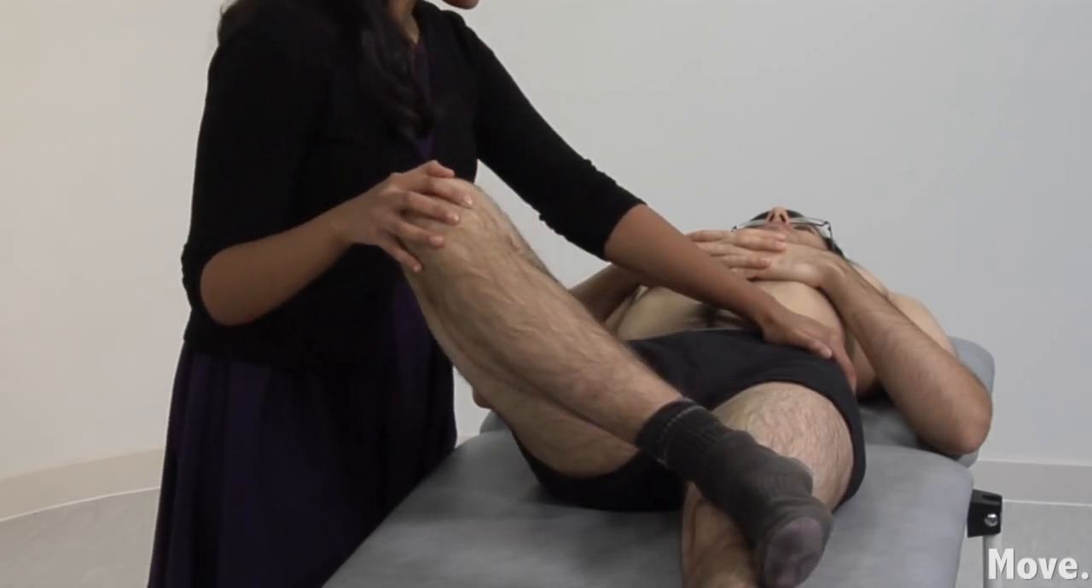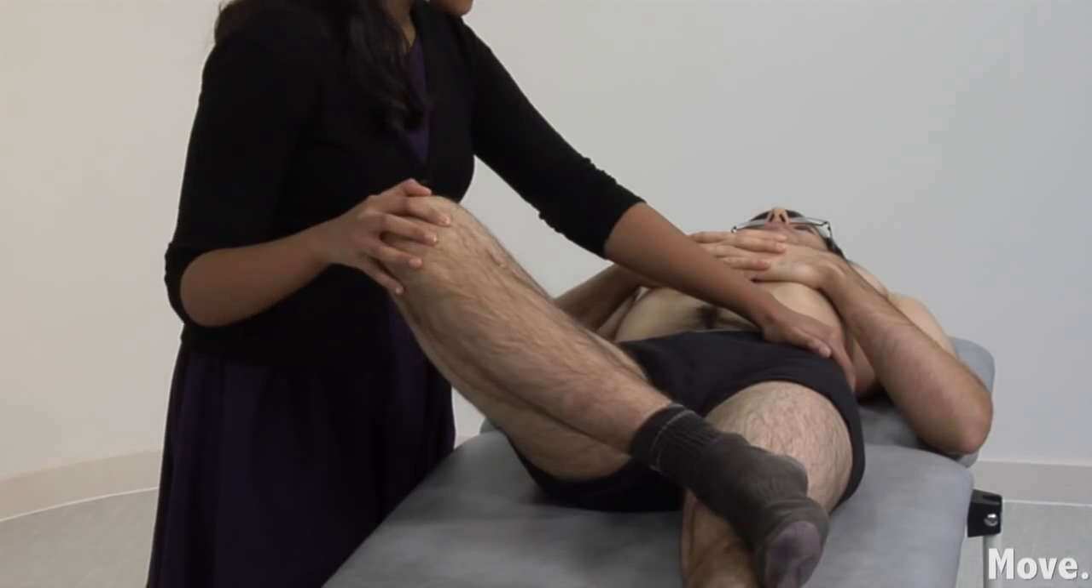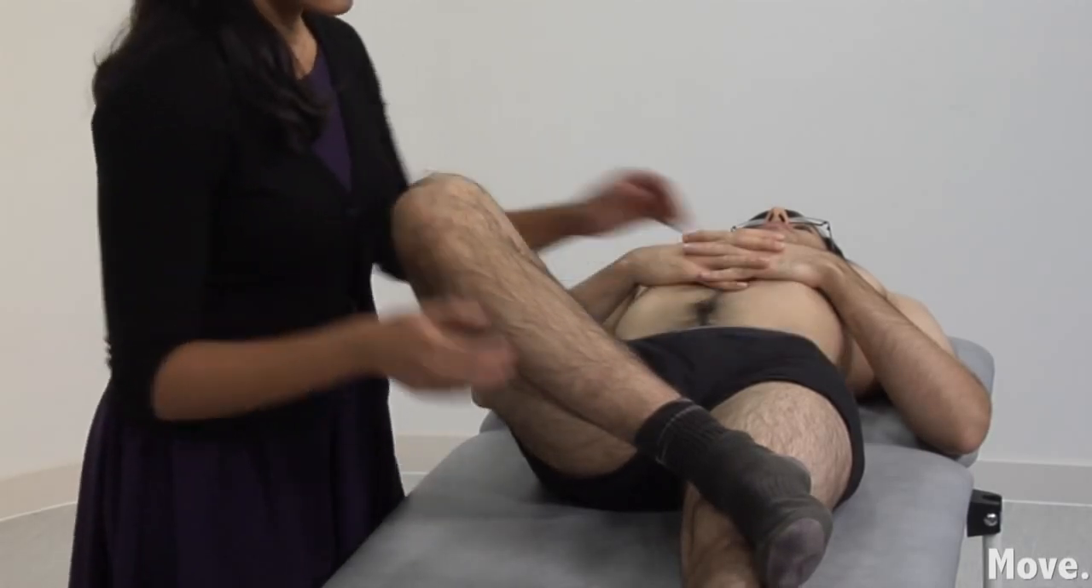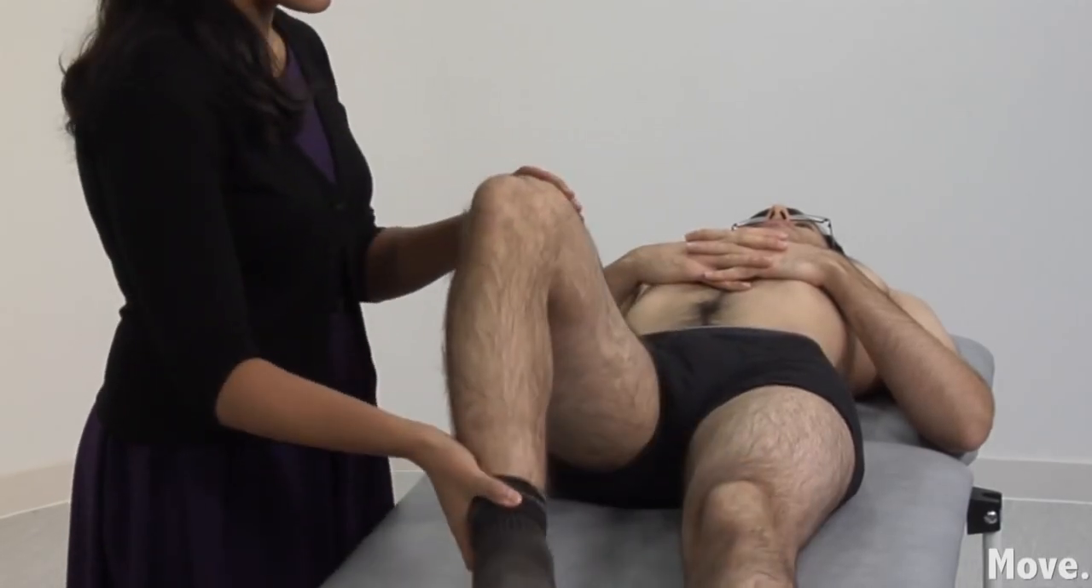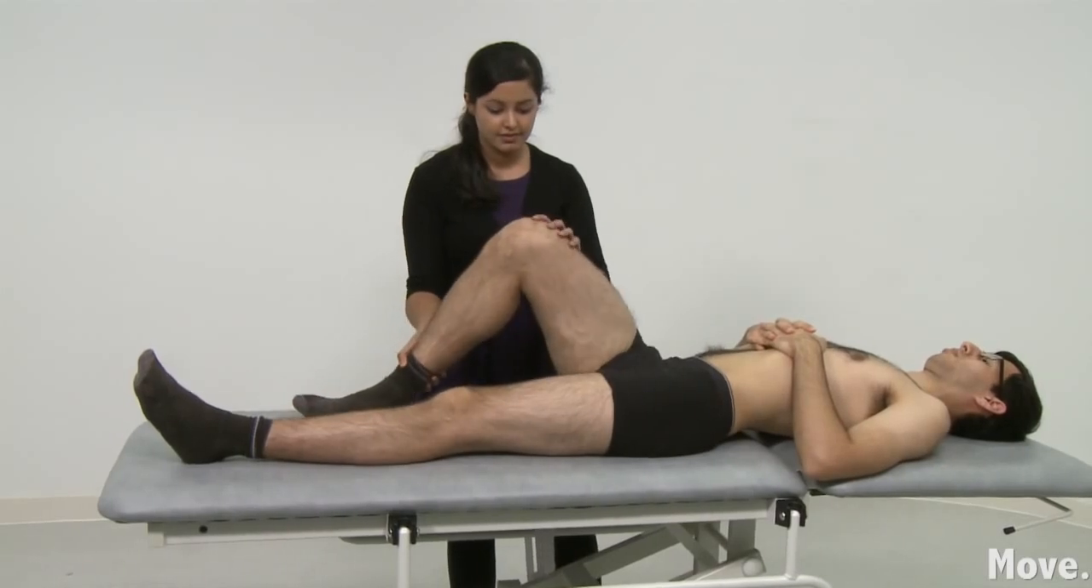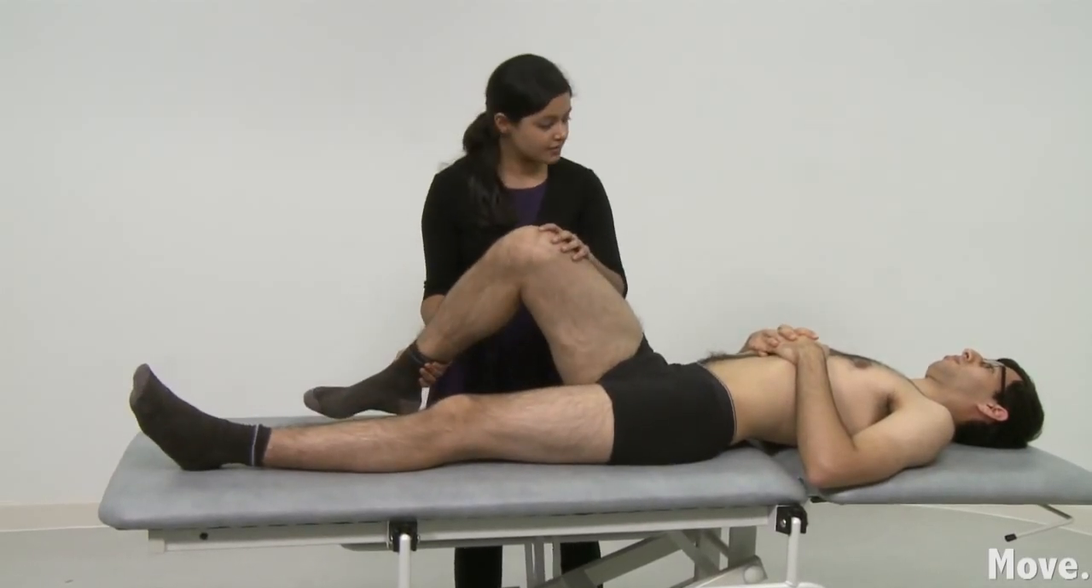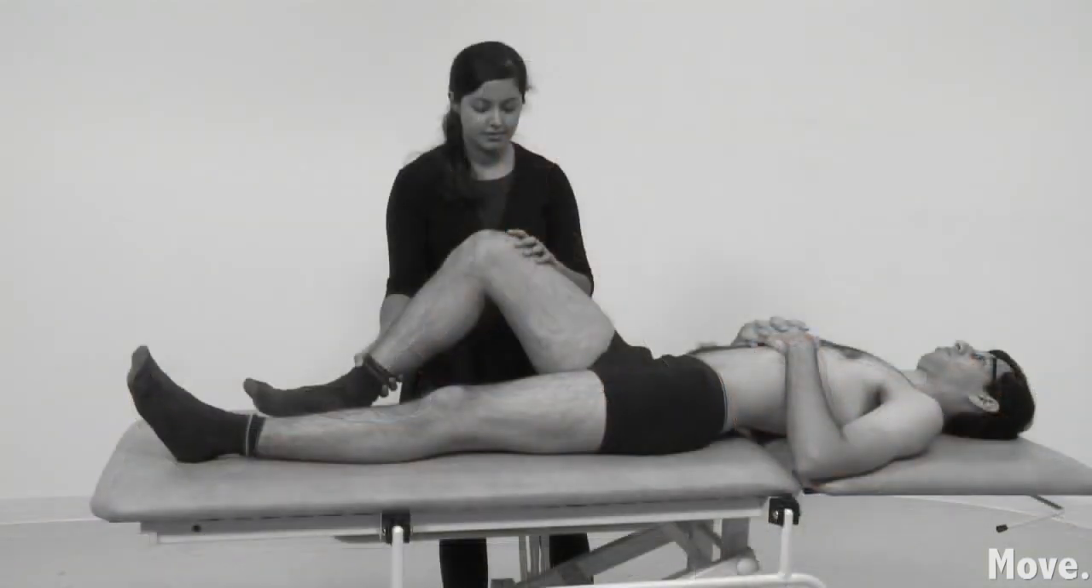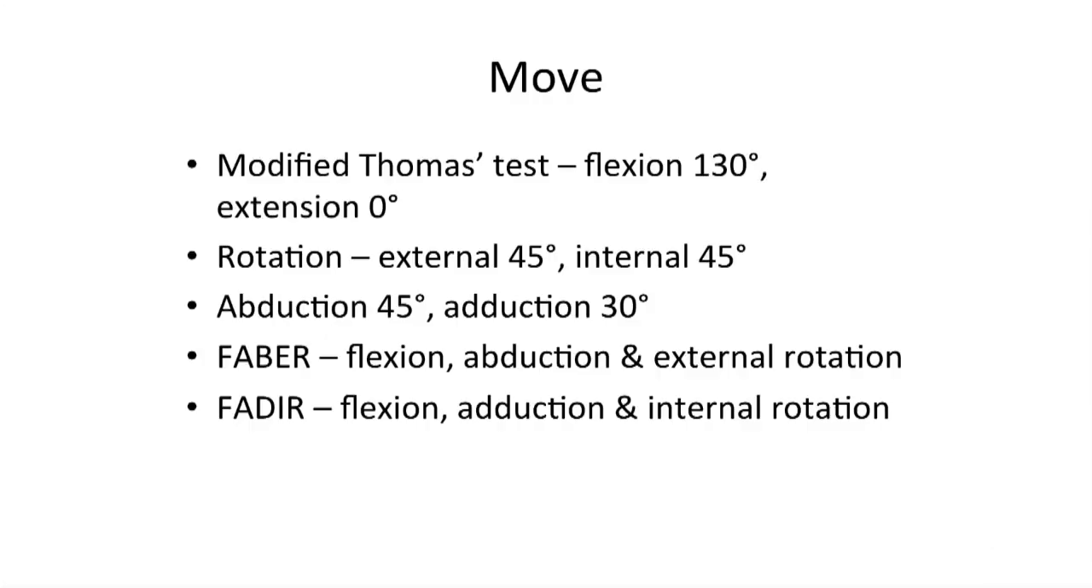The FADIR test involves placing the hip in flexion, adduction, and internal rotation. Reproduction of anterolateral hip pain during the FADIR test is a sensitive indicator of femoroacetabular impingement. This slide summarises the normal range of movement at the hip joint and special tests which may be performed.